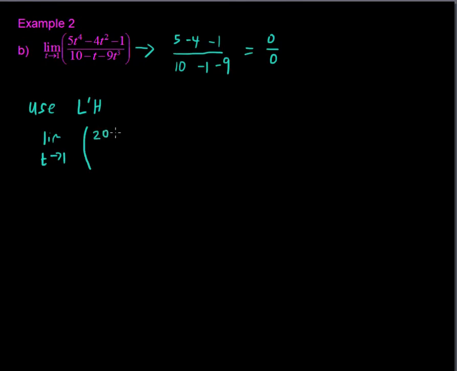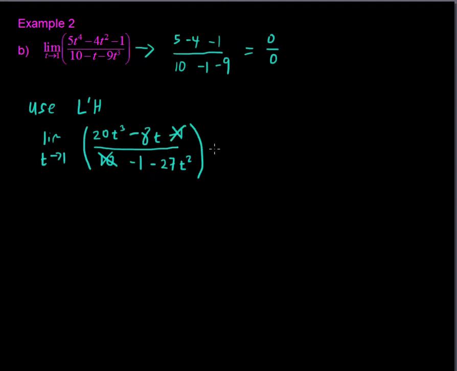20t cubed, right, that's the derivative of 5t to the fourth, minus 8t minus 1 over, oops, that's a 0. So derivative of negative t is negative 1, and derivative of negative 9t cubed is negative 27t squared. And you can see the mistake I made here in the denominator. I also made the same mistake in the numerator, so let's fix that.